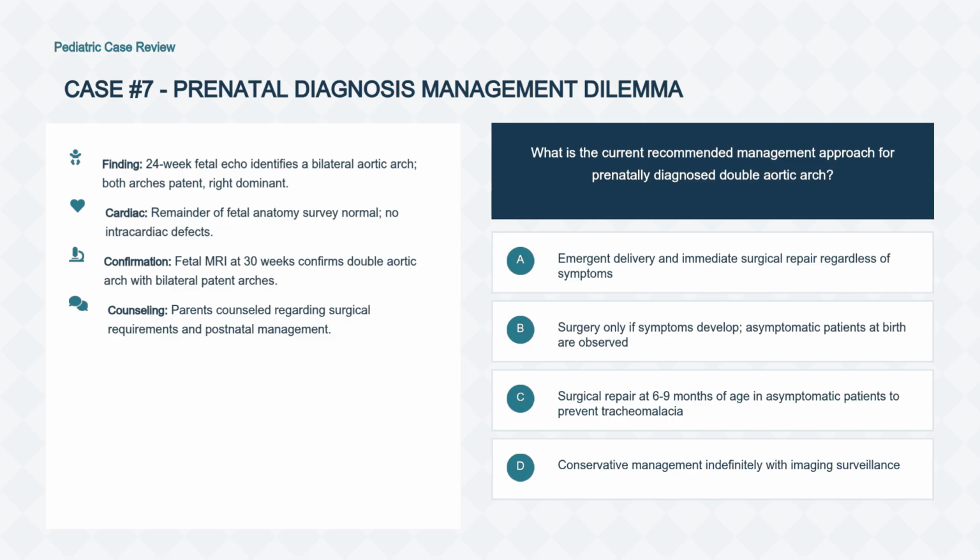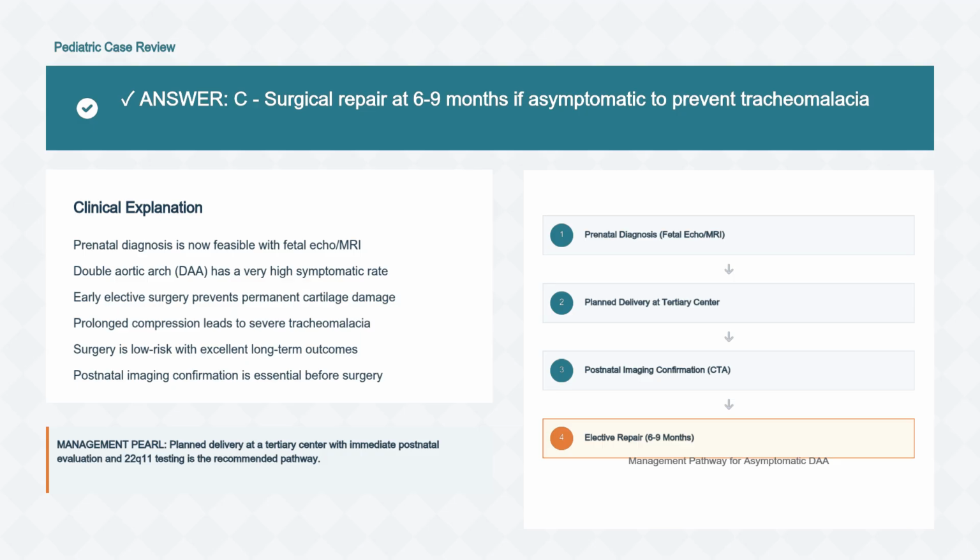Option A, emergent delivery and immediate surgery. Option B, surgery only if symptoms develop. Option C, surgical repair at 6 to 9 months of age if asymptomatic. Option D, conservative management indefinitely. The correct answer is option C, surgical repair at 6 to 9 months of age if asymptomatic.